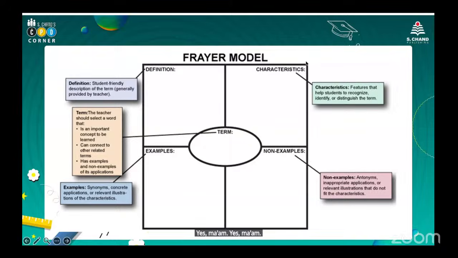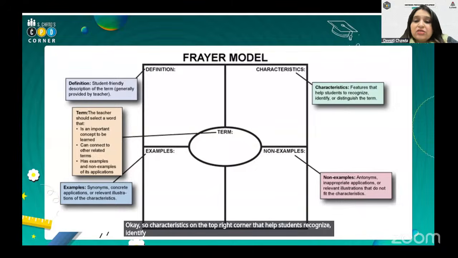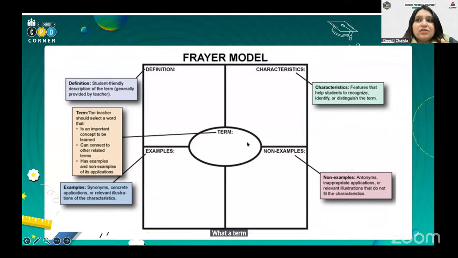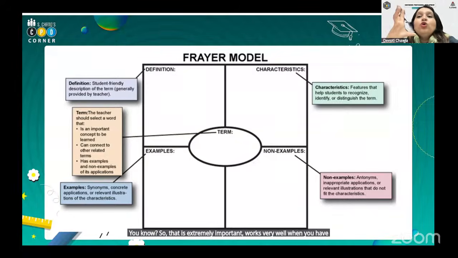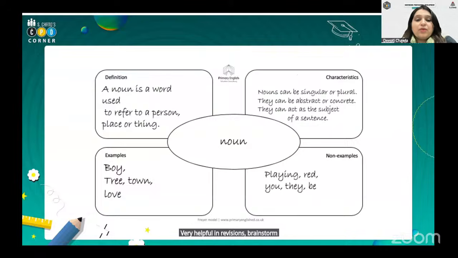Okay, so characteristics on the top right corner help students recognize, identify, or distinguish the term. And then there can be non examples, which again is very important, because what a term is, is as important as knowing what that term doesn't entail. So that is extremely important, works very well when you have completed a chapter, to consolidate that learning. And this can be very relevant in case revision is going on in your schools, very helpful in revisions, brainstorming.